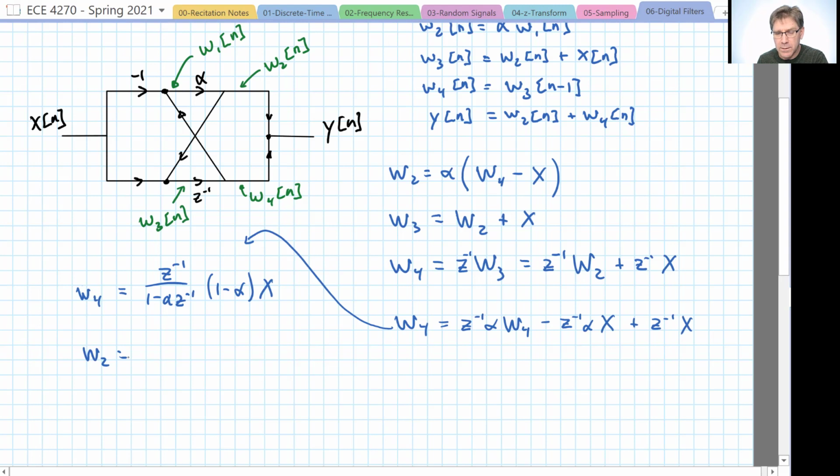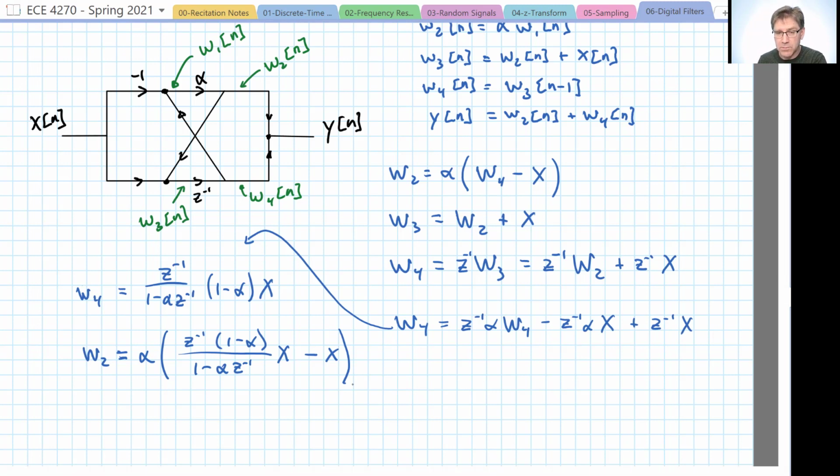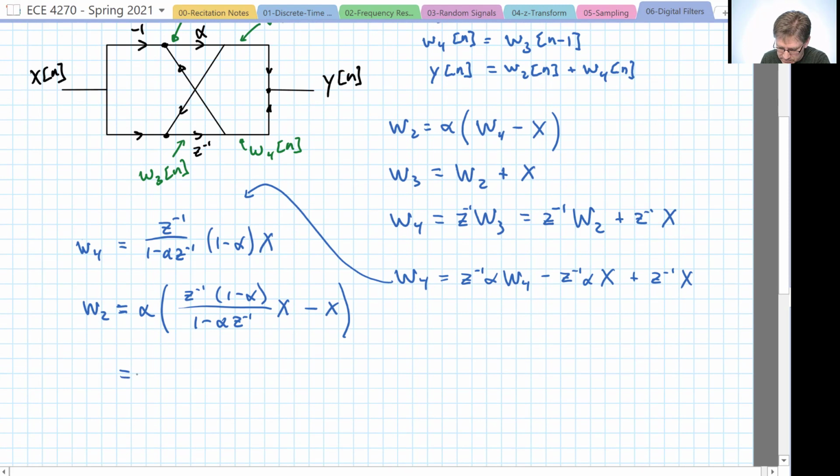w2 is equal to alpha times w4, and now that we have w4, it's going to be alpha times z to the negative 1, 1 minus alpha over 1 minus alpha z to the negative 1 times x, minus x. Well, it always gets worse before it gets better. Let's see what this ends up looking like.